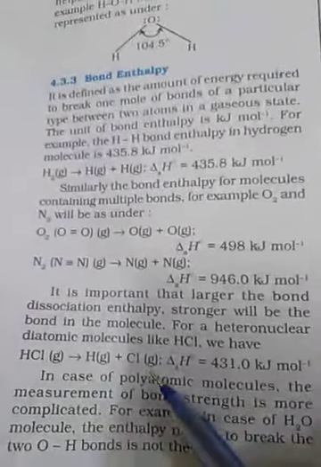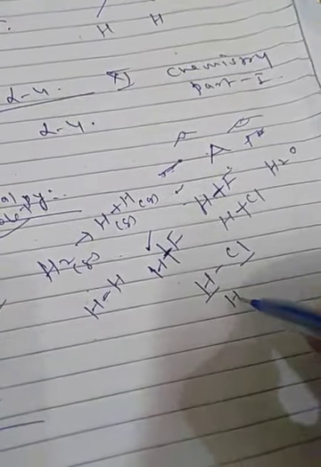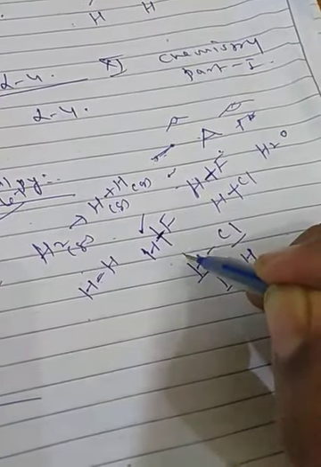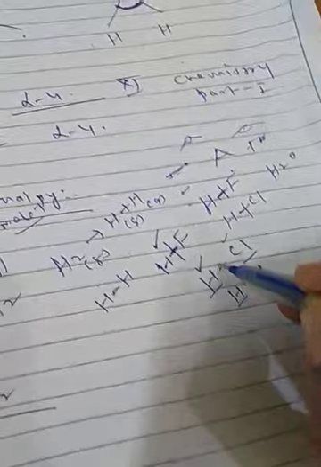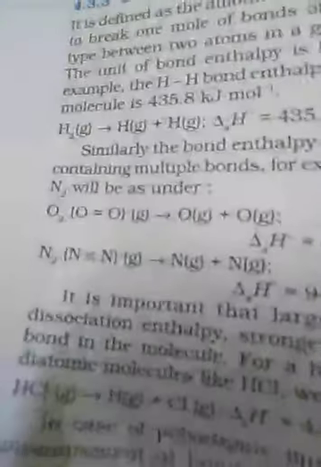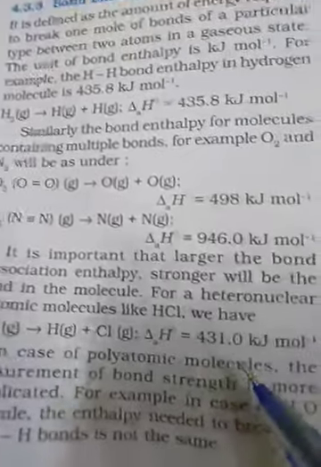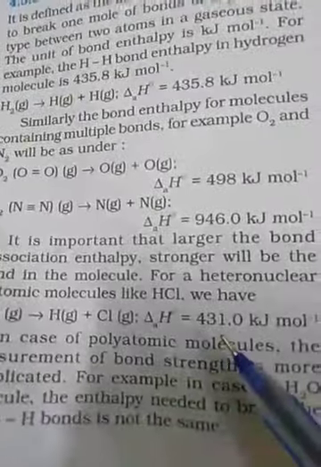For heteronuclear diatomic molecules like HCl, see, hetero means the two elements are different. Homonuclear means H2, same. See, here the electronegativity of hydrogen is less than that of chlorine. So the energy is 431 for a heteronuclear molecule. I am just showing you the enthalpy.